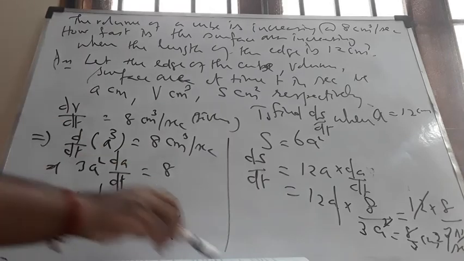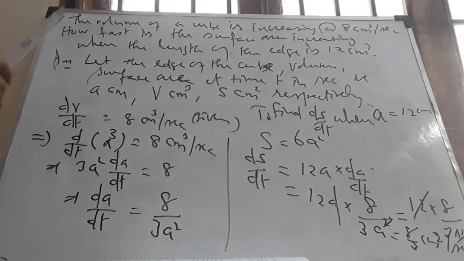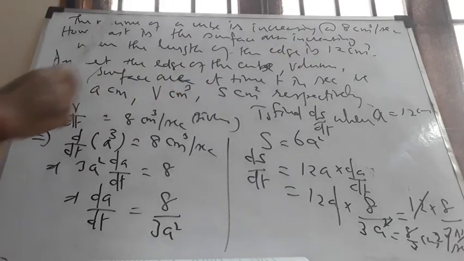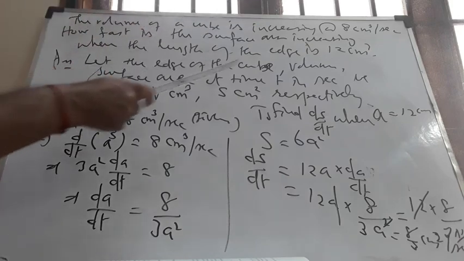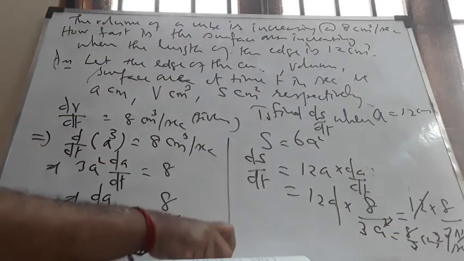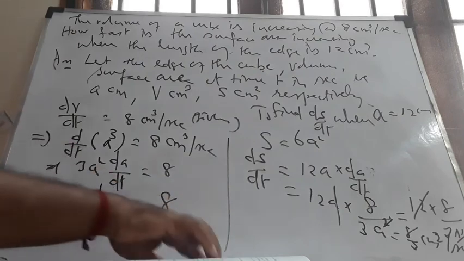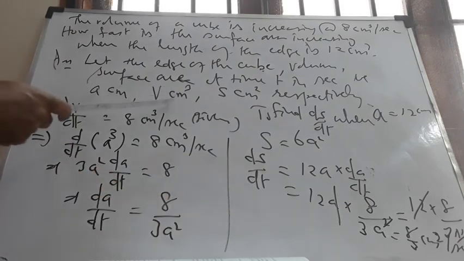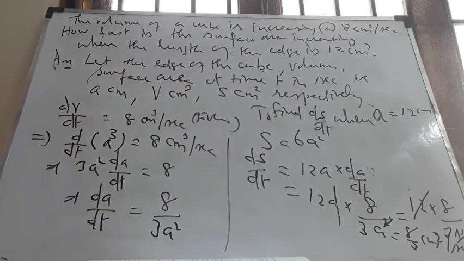Let me repeat the whole process. The volume of a cube is increasing at the rate of 8 centimeter cube per second. How fast is the surface area increasing when the length of the edge is 12 centimeters? Let the edge of the cube, volume, and surface area at time t in seconds be a centimeter, V centimeter cube, and S centimeter square respectively. dV by dt is equal to 8 centimeter cube per second, that is given. Required to find dS by dt when a is 12 centimeters.